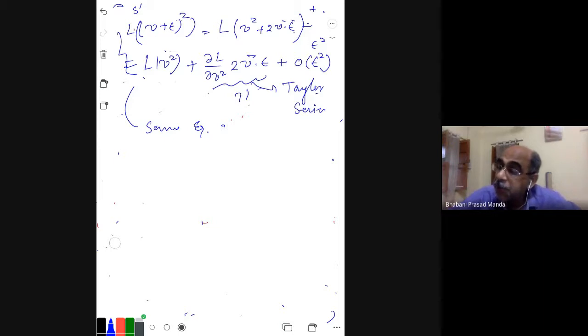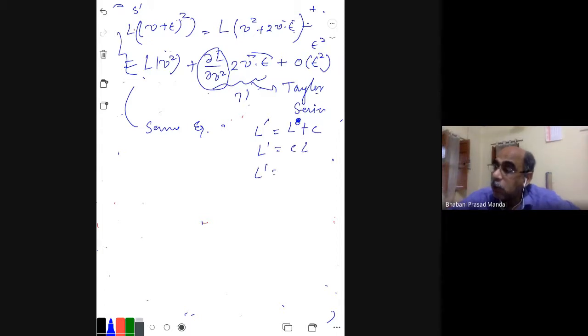Now, what will this term be such that the whole term satisfies the three properties we know: L prime going to L plus C, L prime going to C times L, or L prime going to L plus df/dt. If I have any of these properties between these two Lagrangians, then I'll say the equation of motion will be the same. The dynamics will be the same and the equation of motion will have the same form.